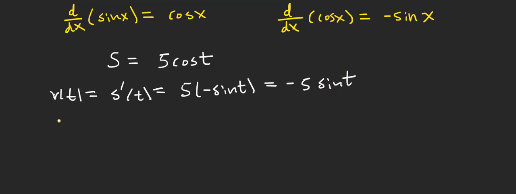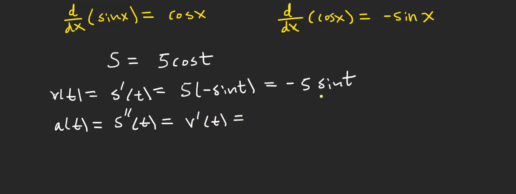What about acceleration? Well, acceleration is the second derivative of position or the derivative of velocity. So what is the derivative of velocity? It's going to be negative 5 times the derivative of sine t, which is cosine t.